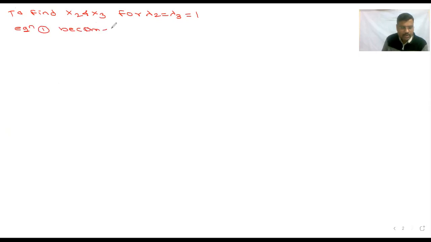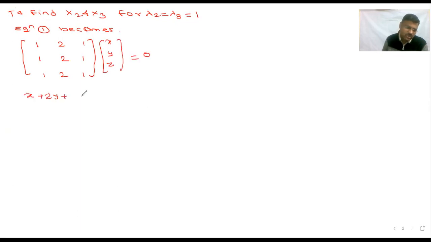Put lambda equal to 1 in equation 1. The matrix is 2 - lambda, 1, 2, 1, 1, 2, 1, 1, 2, 1, as you got the same x y z equal to 0. So we got, just write the equation x plus 2y plus z equal to 0. When you rewrite the equations from the matrix, all three equations are the same.